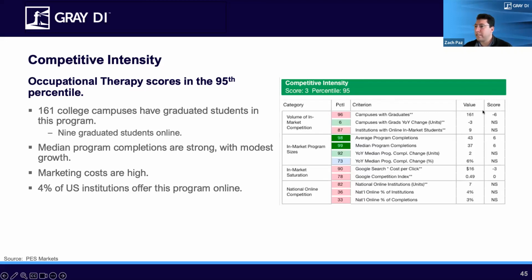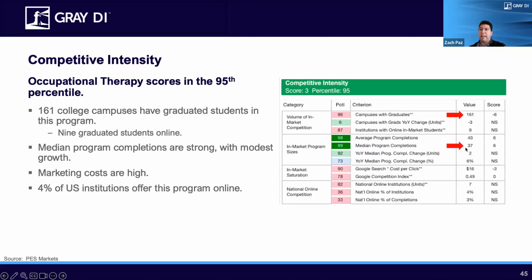There's 161 graduate campuses with graduates, institutions with online programs are only 9. So again, this is not very much. This is again illustrating that this is an on-ground program. The average and median program size, 37 for the median. That's in the top 1% of master's degree programs. So although there's a lot of competition, the programs that are out there are large.